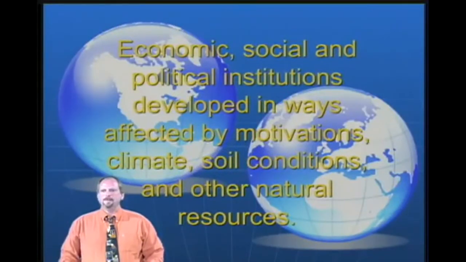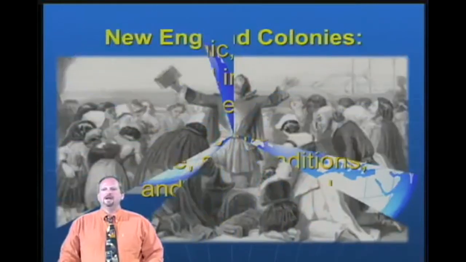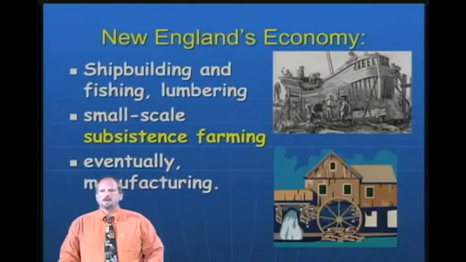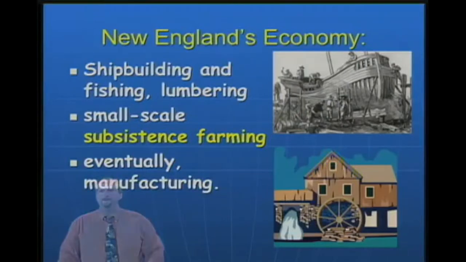Economic and social and political institutions developed in ways that were affected by the climate, the soil conditions, and other natural resources. We'll start by looking at the New England colonies. New England was dominated by shipbuilding, fishing, and lumbering. This makes a lot of sense because, well, they had a lot of lumber there, a long coastline for fishing, and of course a great place to build ships.